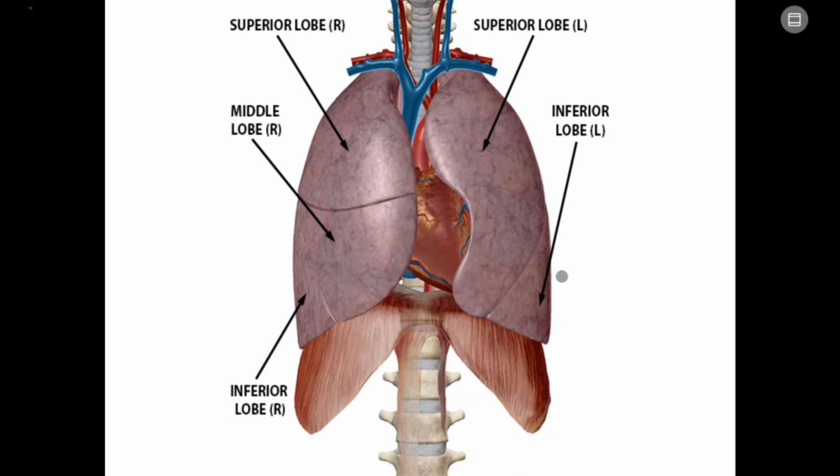But I want you to know that each lung has an apex and two angles, and the right lung is higher than the left lung because the liver pushes it up, about 1 to 2 centimeters higher than the left lung.